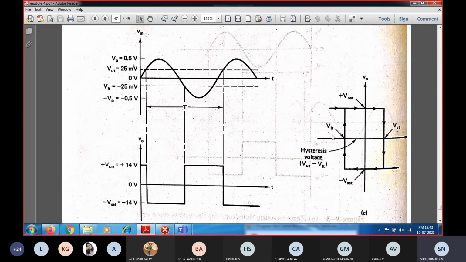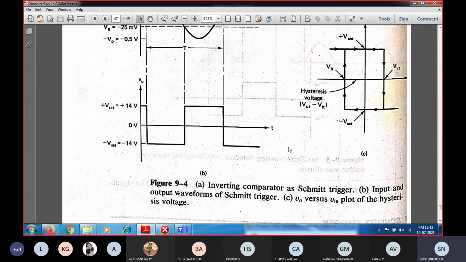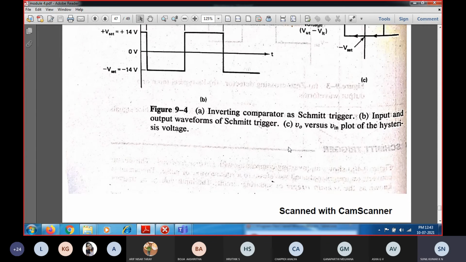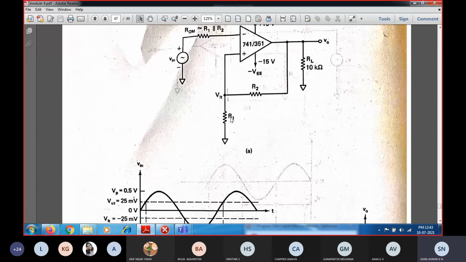So this lower trigger point and upper trigger point design we need to do. How are we going to do the design? Whenever we consider the upper trigger point or lower trigger point, that is nothing but the voltage applied across the non-inverting terminal. So resistance R1 is going to act as the trigger point voltage for this inverting Schmitt trigger circuit.